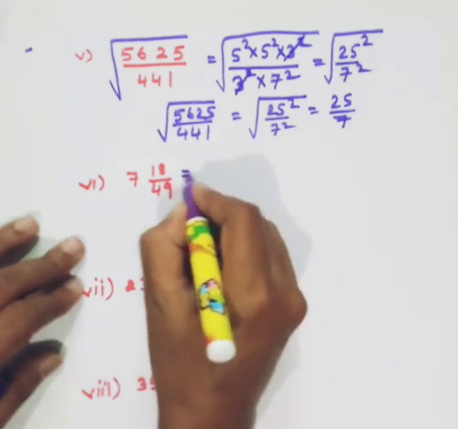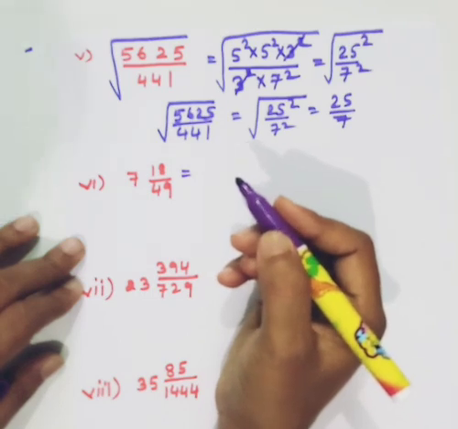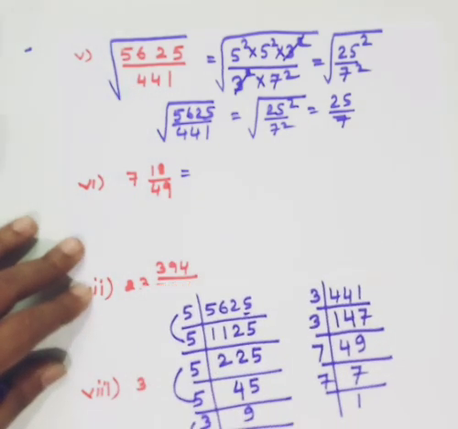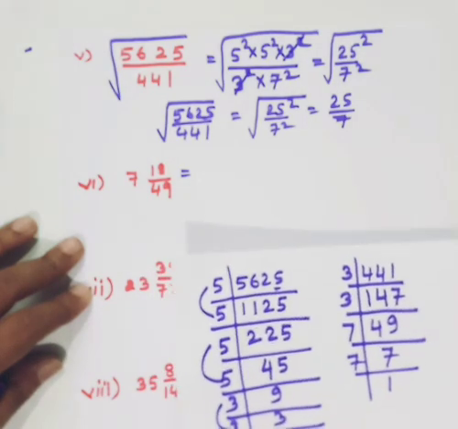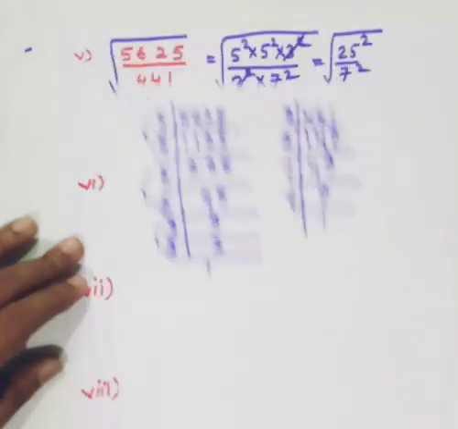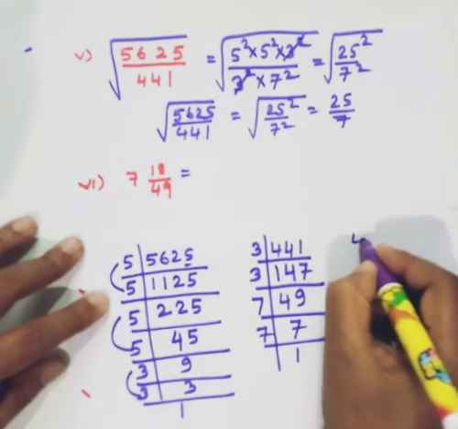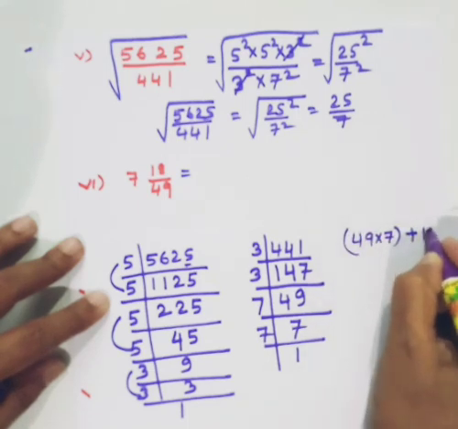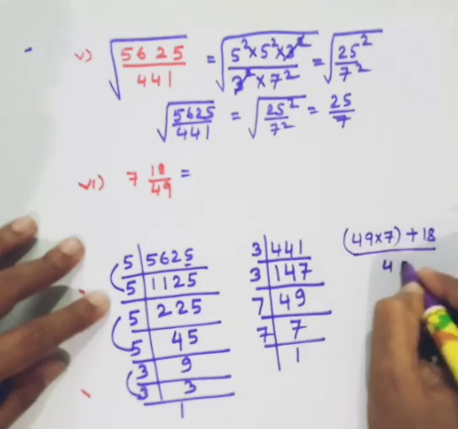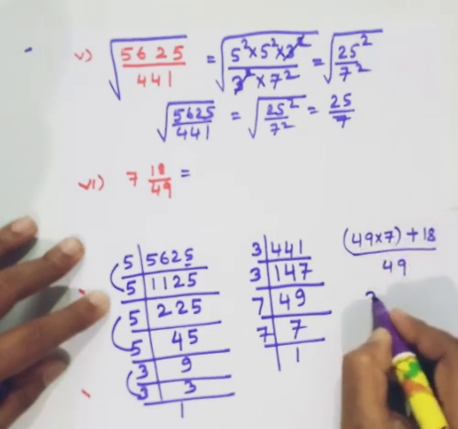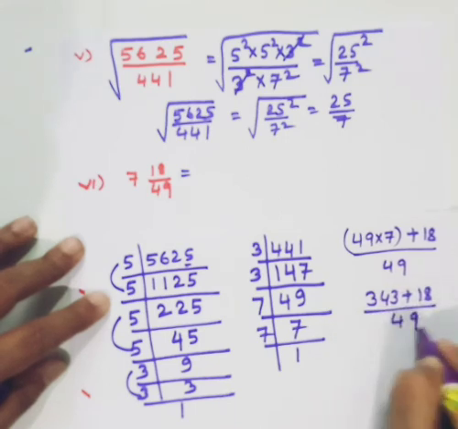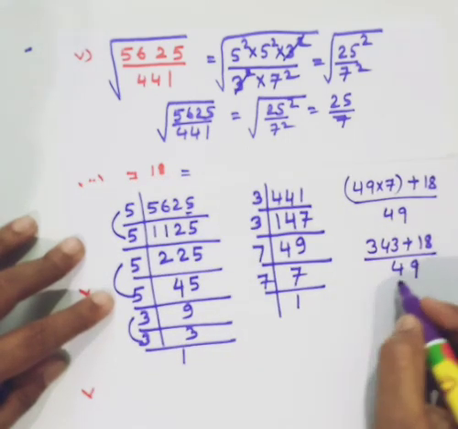Now next question is 7 and 18 by 49. So there is no need to panic over here. Simply change this mixed number into an improper fraction. So 7 and 18 by 49 means 49 into 7 plus 18 by 49. 49 into 7 is equal to 343. So plus 18 by 49. How much is 343 and 18?